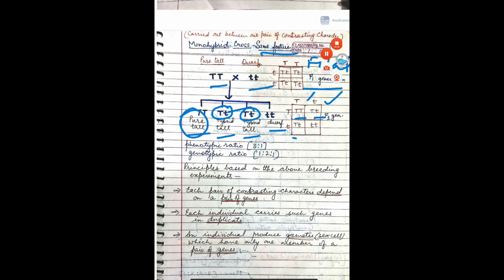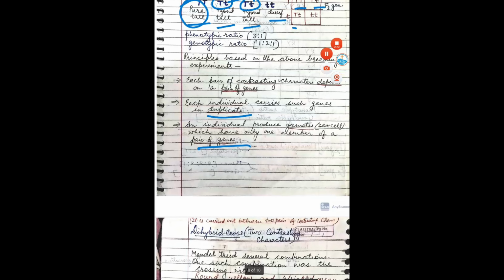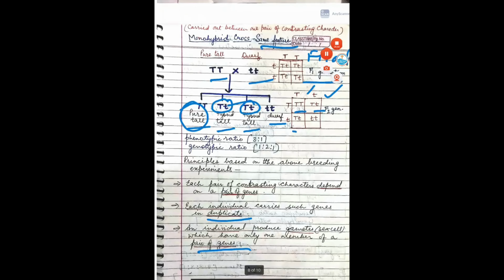Then each individual carries the genes in duplicate form, and an individual produces gametes, the sex cells, which have only one member of the pair of genes. So all this depends upon these principles. Now next, in this we have taken only one pair of contrasting characters.